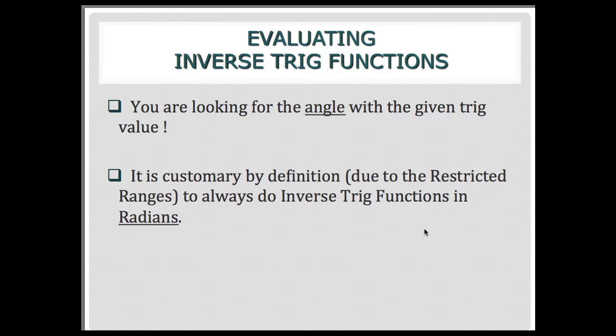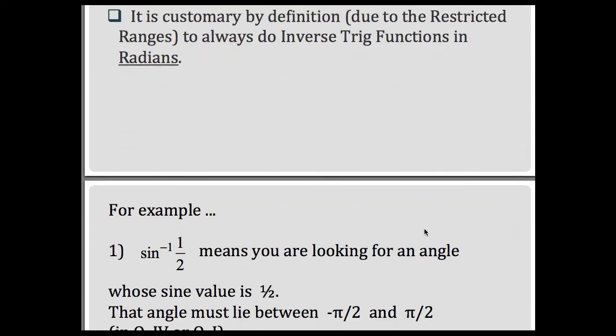It is customary by definition, due to these restricted ranges that we just looked at, to always do inverse trig functions in radians. So if by chance you were doing these on your calculator, you would be in radian mode. It's also for this reason that we concentrate on problems related to the unit circle. So your answers, your angles, are going to be in terms of pi. All right, so I have several examples for us.